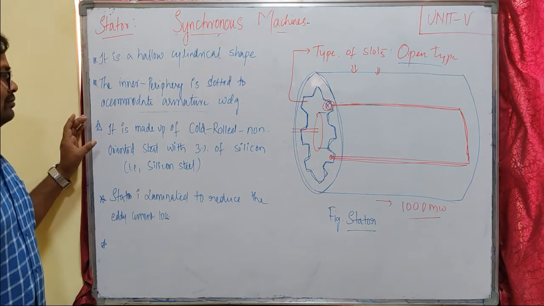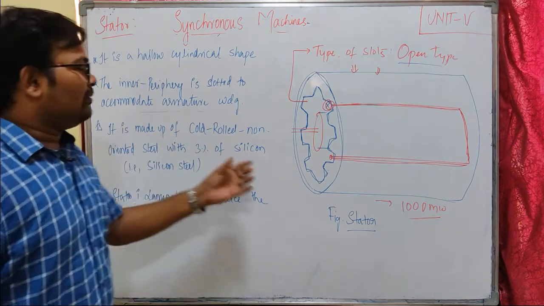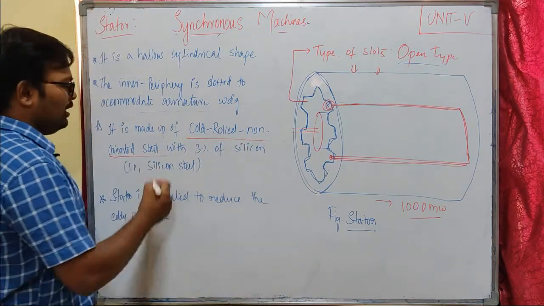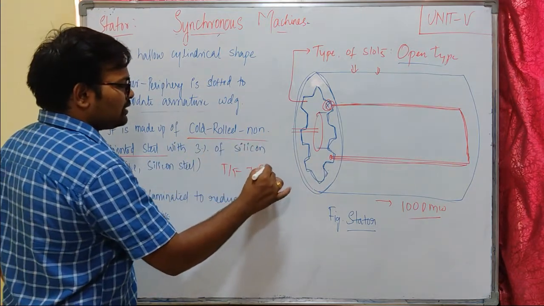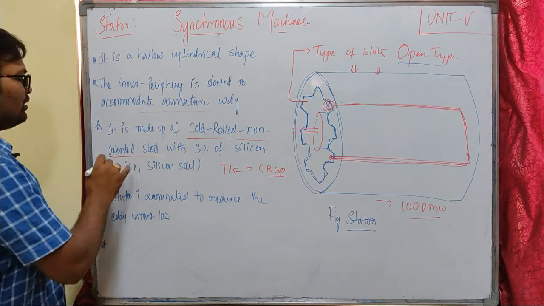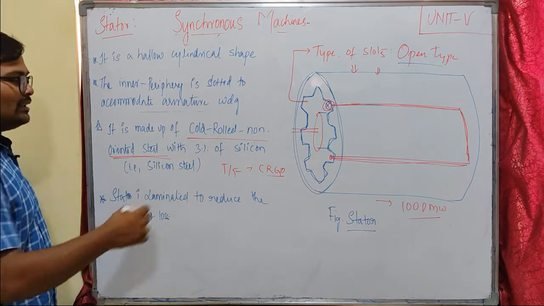The stator is made up of cold rolled non-oriented steel. This is important. Our transformer core is made of CRGO steel, which is cold rolled grain oriented steel. But in case of our synchronous machines, we use cold rolled non-oriented steel with 3% of silicon.